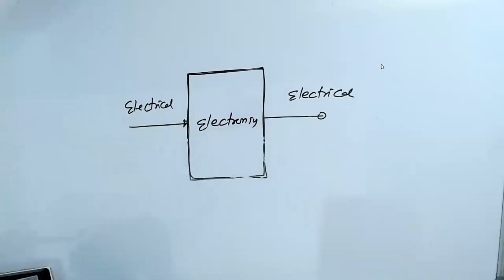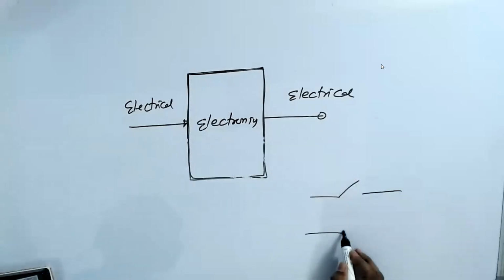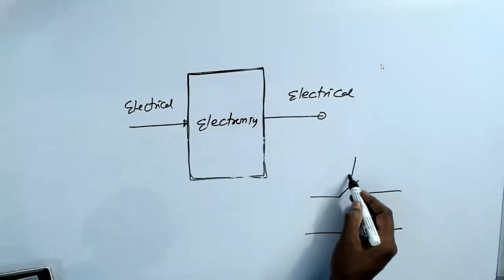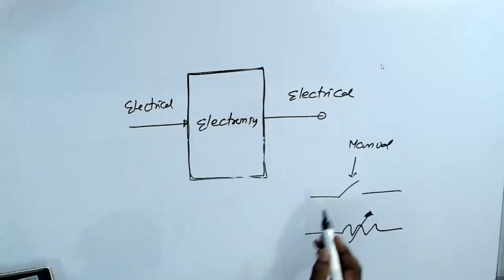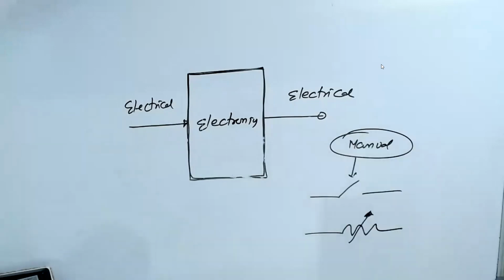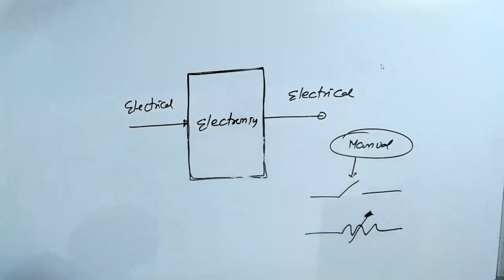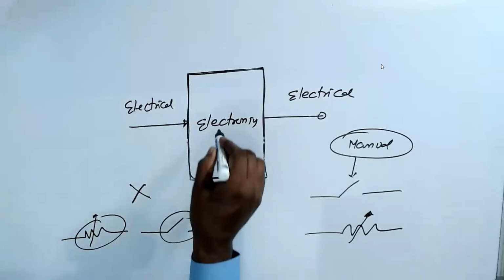Normally in electrical circuits, we have a switch, we have a regulator or rheostat. These two components are variable resistors. We operate them manually. We use the hand to control them. That's why we call it manual. But in electronics, we cannot use manual control. So our normal switches or regulators cannot be used in electronics.